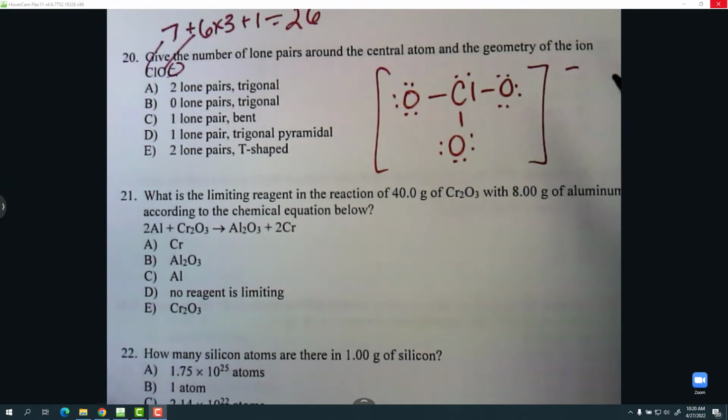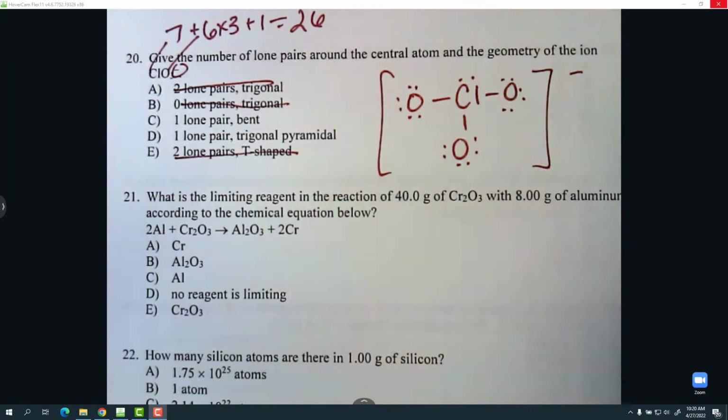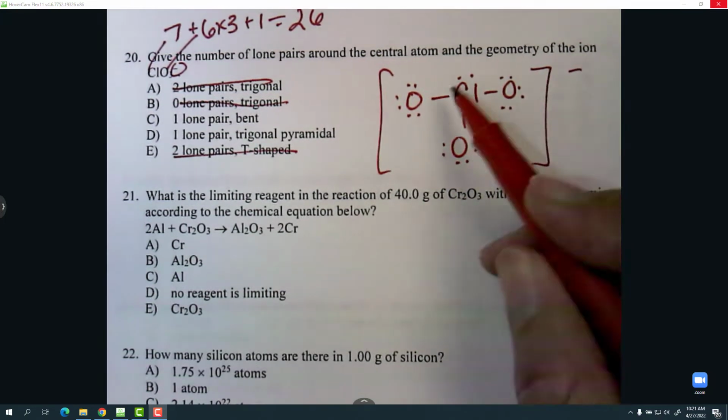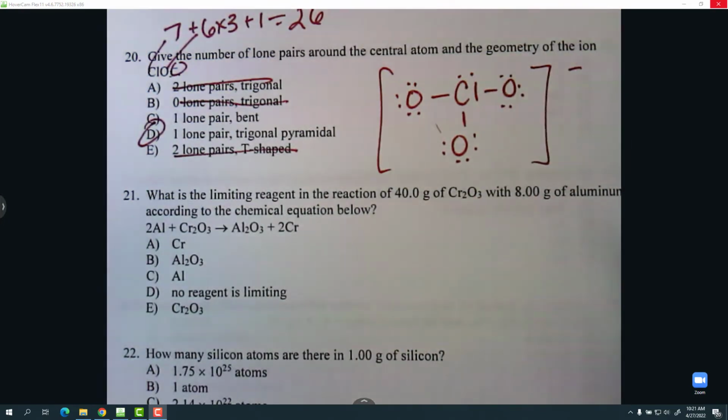Okay, so how many lone pairs on the central atom? 1. And then hopefully I can identify this as trigonal pyramidal, not bent, because there's too many atoms attached for it to be bent, but 3 bonds, 1 lone pair is trigonal pyramidal.